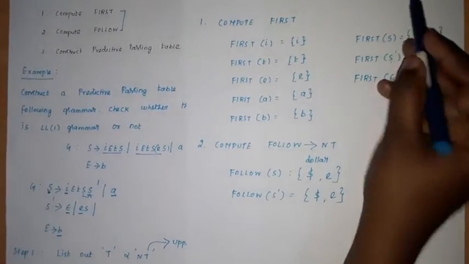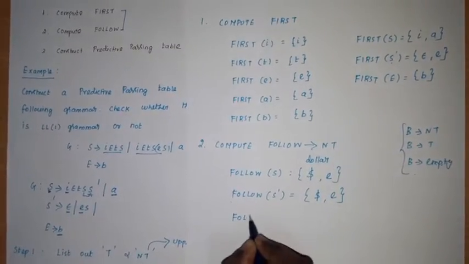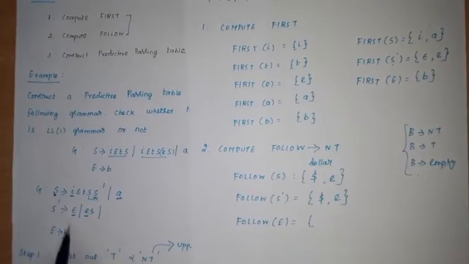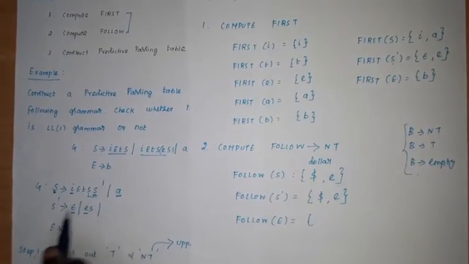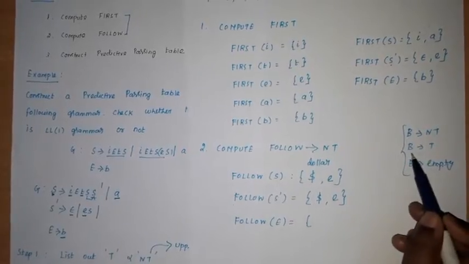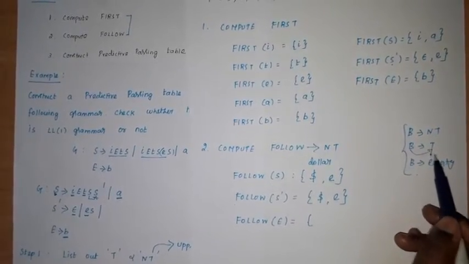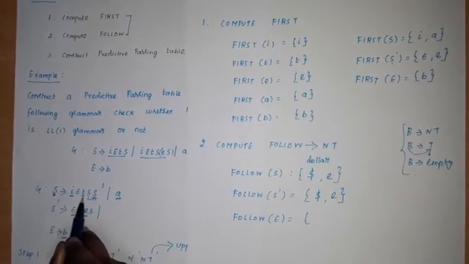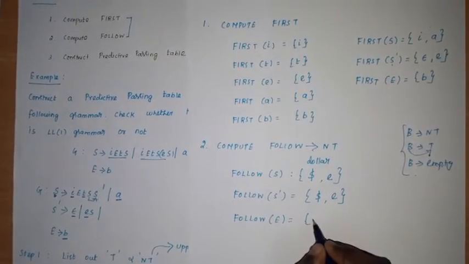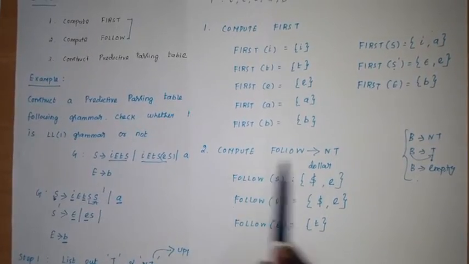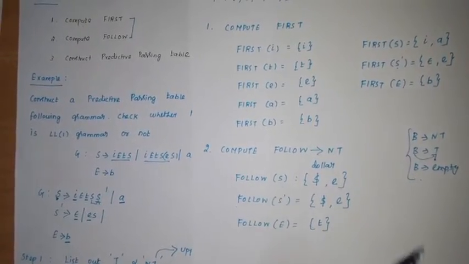The last one is capital E. E is a non-terminal. So follow of E, let us see the grammar. Capital E is followed by the terminal symbol. If B is followed by a terminal value, we have to write the terminal value as it is. So E is followed by the terminal value small t. So follow of E is equal to small t only. This is the result of follow value.